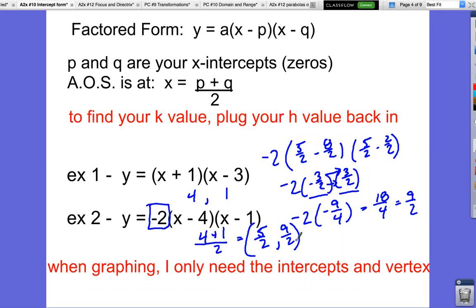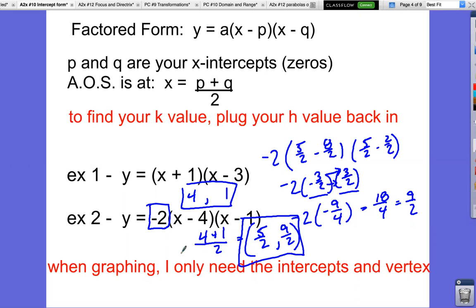Now, if we were just graphing, I wouldn't give you something like this. It's ugly. It's 2.5, 4.5. I wouldn't do that. I'd keep it clean. But if I ask you what the vertex is, there you go. Your vertex is at 5 halves, 9 halves. When you are graphing, I only need, on this part, your vertex and your intercepts.